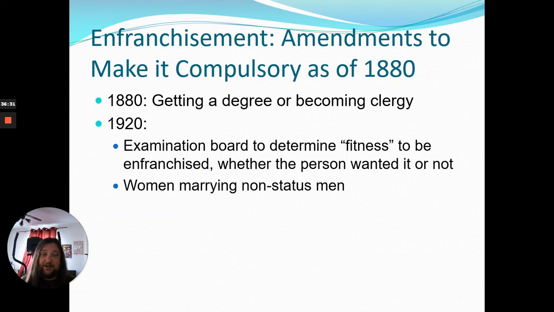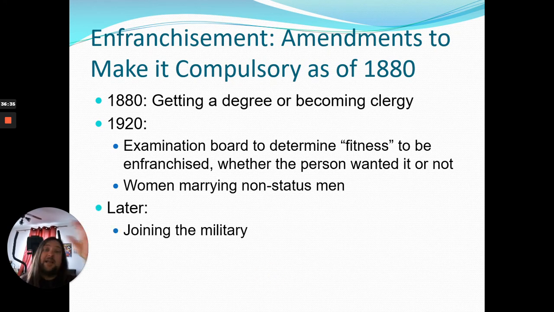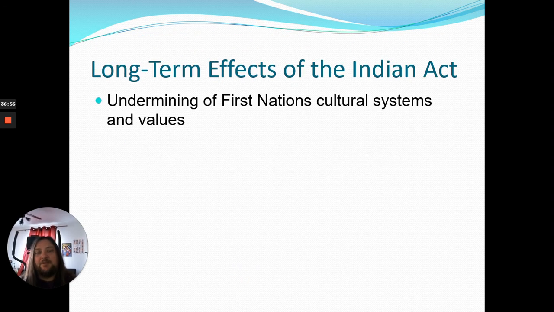So women marrying non-status men would automatically become enfranchised. Later on, the year isn't specified, joining the military too. So he gives the example of some people who fought in World War II for Canada. They went off to the war, and when they came back, they found out they had been stripped of their status and could not go back to their reserves to live, for example. So there are long-term effects of this.